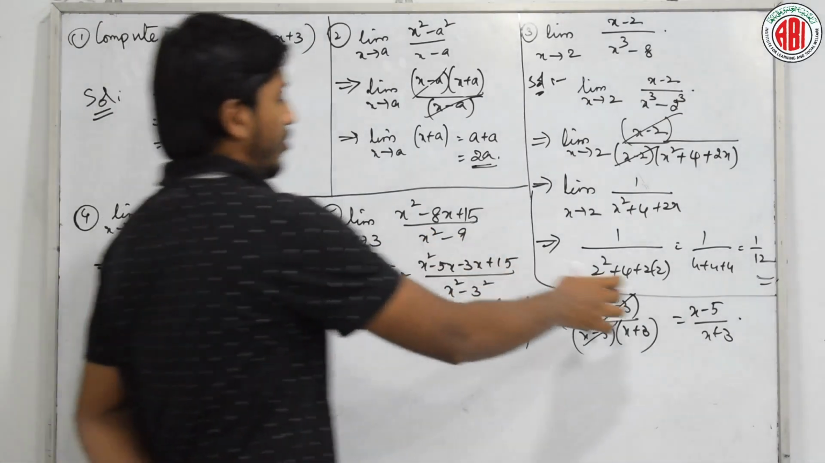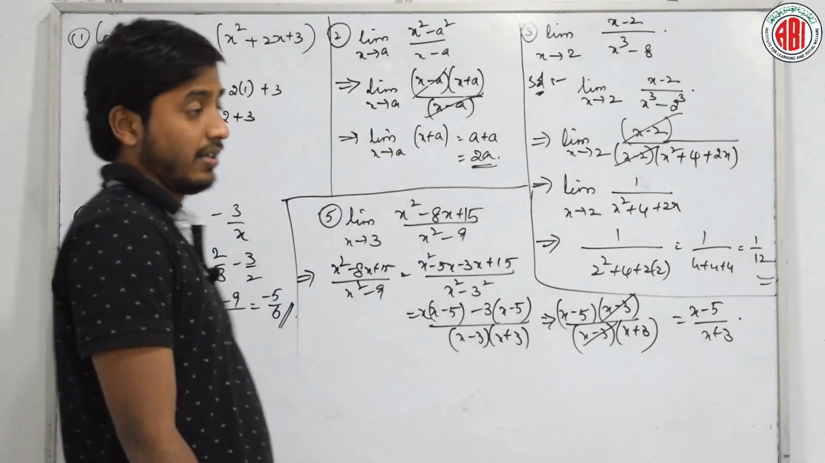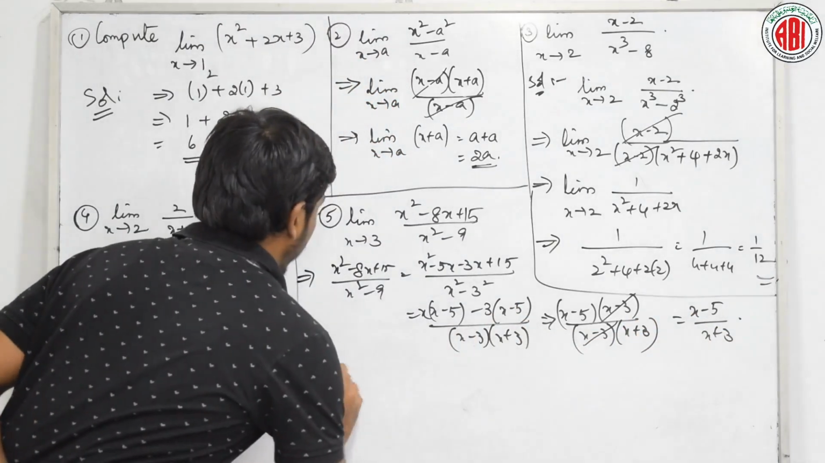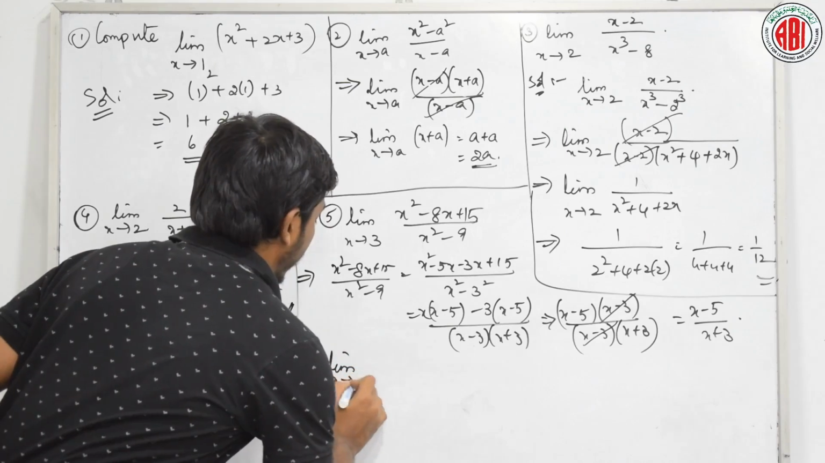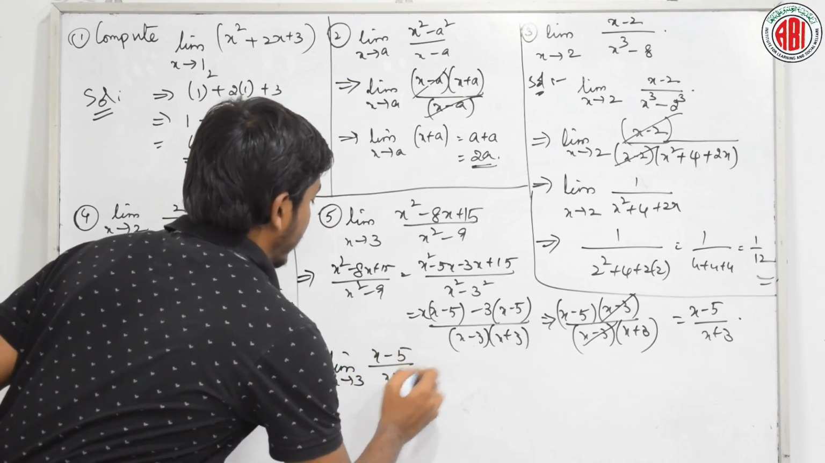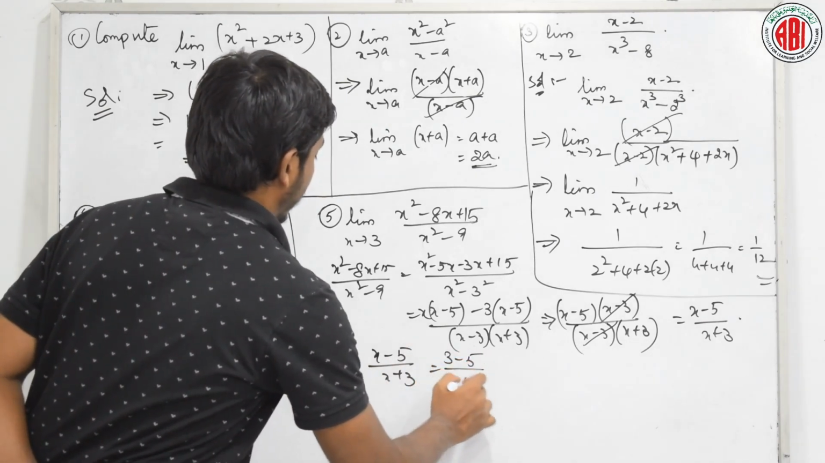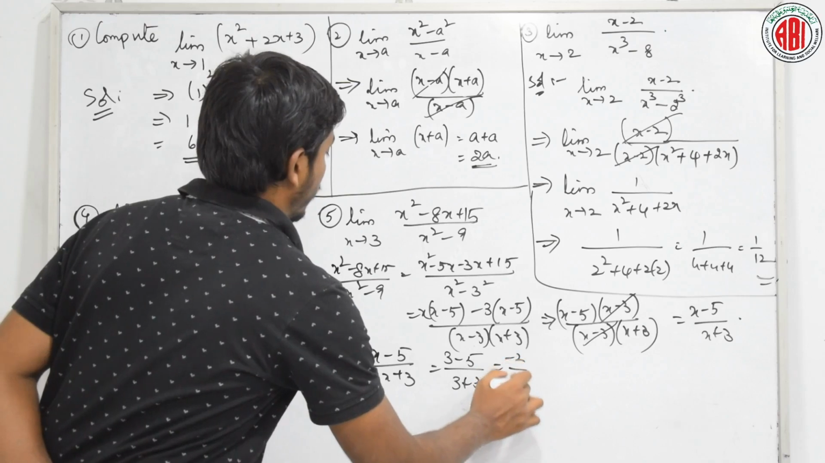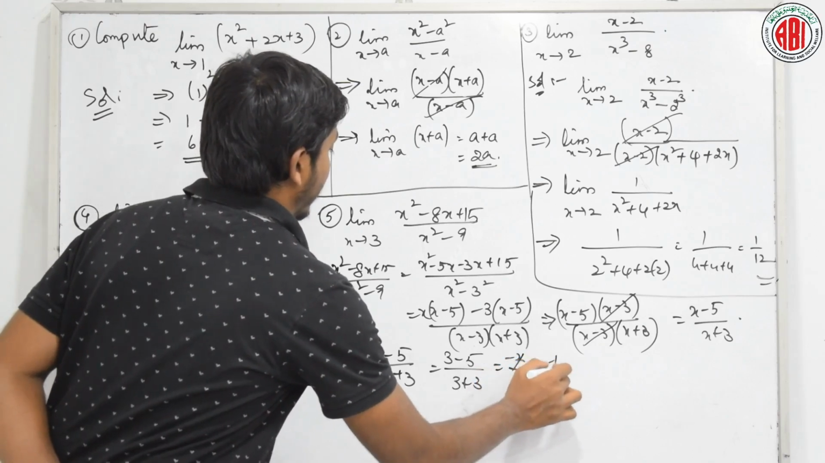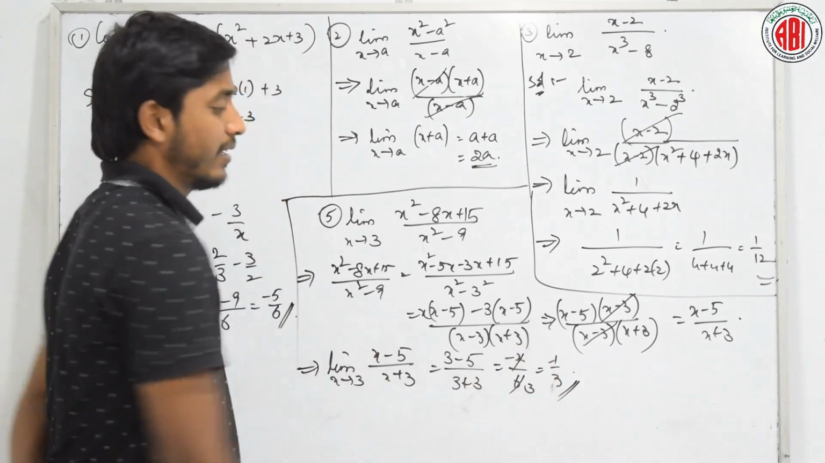If I substitute 3 here, 3 minus 5 minus 2, and 3 plus 3 is 6. Let us substitute it. Therefore, limit x tends to 3, (x minus 5) by (x plus 3), that is equal to (3 minus 5) by (3 plus 3), that is minus 2 by 6, which is minus 1 by 3. Is it right? Did you understand?